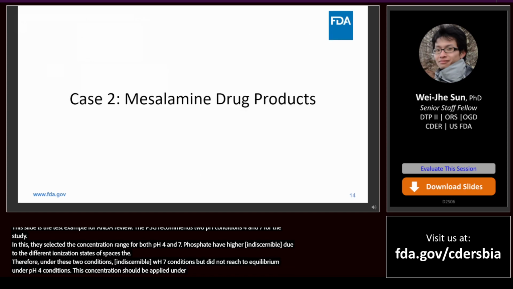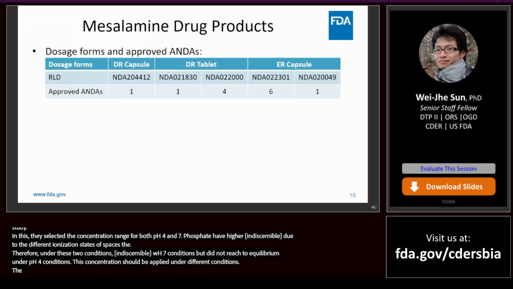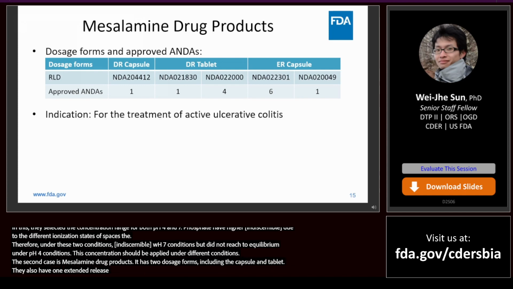The second case is mesalamine drug products. Mesalamine contains two delayed-release dosage forms, including DR capsule and DR tablet. It also has one extended-release capsule. There are 1 to 6 approved ANDAs for each dosage form.